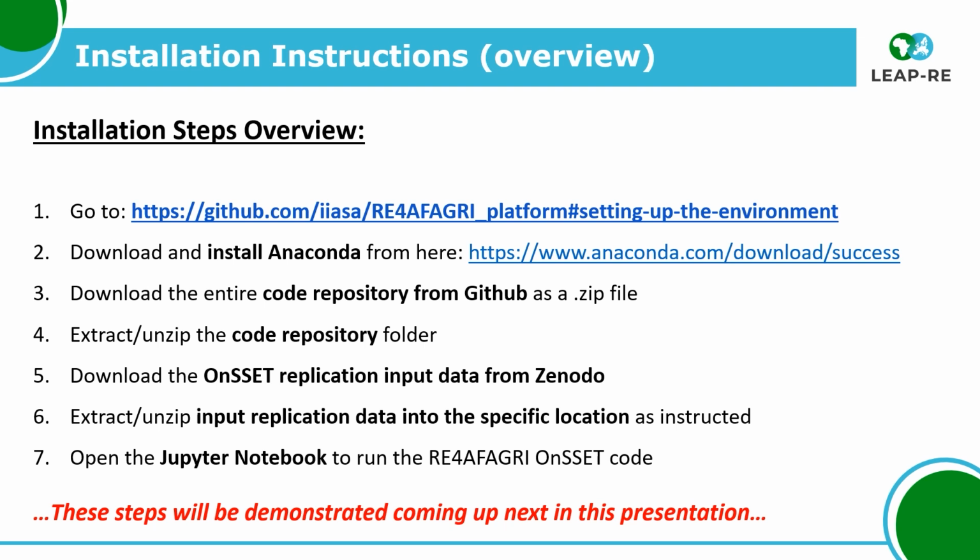Here's a brief overview of the installation steps in order. First, it's probably a good idea to go see these instructions written out in the link provided. Then we will install Anaconda, get the code from GitHub, extract and unzip this repository folder, get the OnSSET replication data from Zenodo, extract and unzip the replication data, and open the Jupyter Notebook environment with the RE4AFAGRi code. All of these steps will be demonstrated in more detail coming up now.